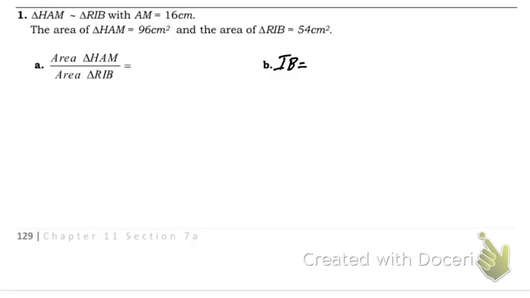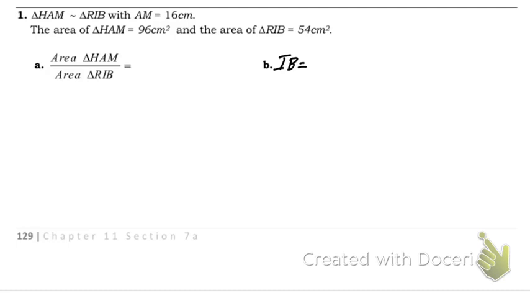All right, our first problem says that we have HAM and RIB, and they're both triangles. And it says AM equals 16 centimeters. Then it goes on to say that the area of HAM is 96, and the area of RIB is 54. The first thing it asks you to do is come up with the area ratio.